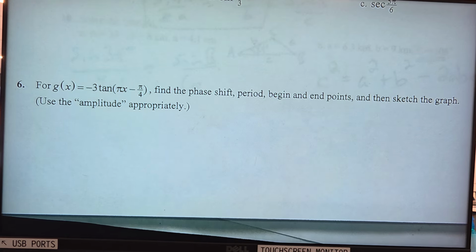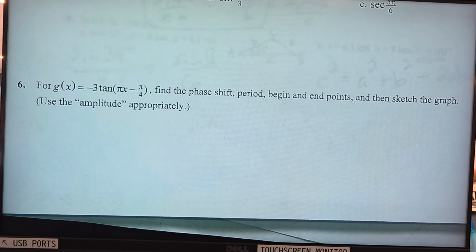Where does tangent live between? At least the cycle that we chose to graph, because there's an infinite number of them, so we only chose one. Which one did we choose? What's it live between? Negative pi over 2 to pi over 2.